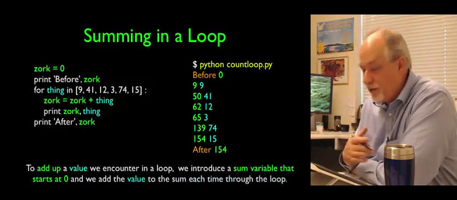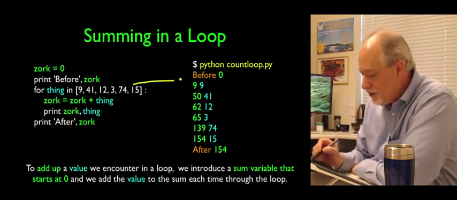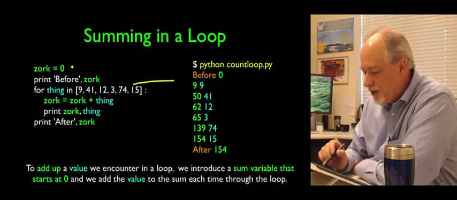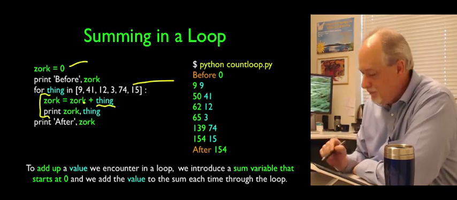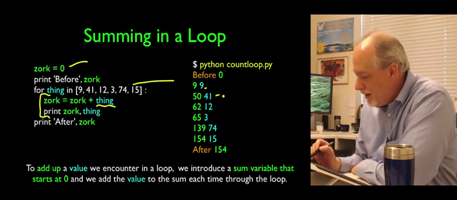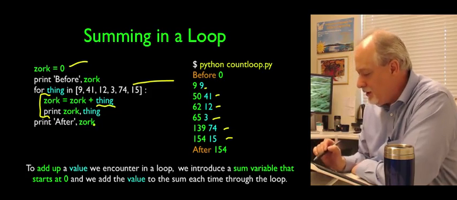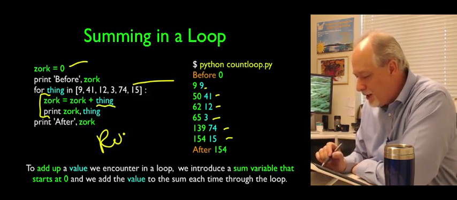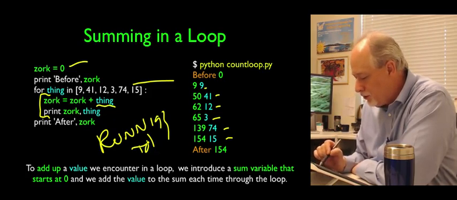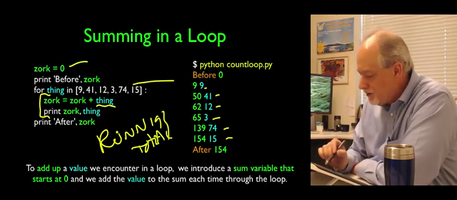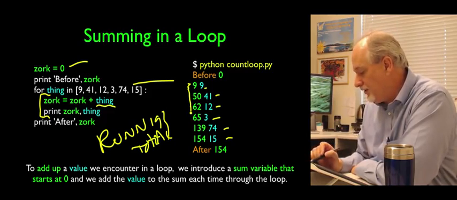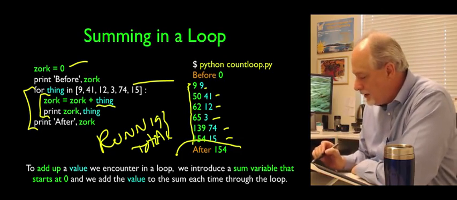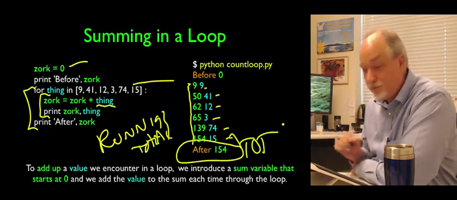Summing in a loop is very similar. Again, you have to think of this as there's a whole bunch of variables here. We start a variable at 0. Each time through the loop, we add whatever it is that we're seeing. Instead of adding 1, we're adding 9, 41, 12, 3, 74, 15. And Zork would be best thought of as the running total. So the running total is 9, then 50, then 62, 65, 139, 154, and then we skip out, and at the end, the running total becomes the total.